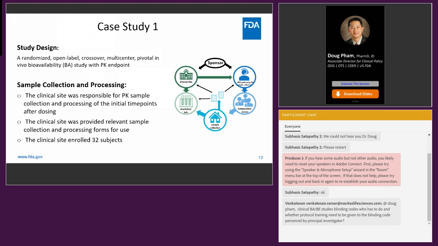So now let's explore why documentation is really important as we consider some case studies. For our first case study, let's assume that your site is conducting a randomized, open-label, crossover, multi-center, pivotal in vivo BA study with a PK endpoint. Your site is responsible for PK collection and processing at the initial time points after dosing. Your site was provided relevant sample collection and processing forms to use, and your site enrolled 32 subjects in the study.